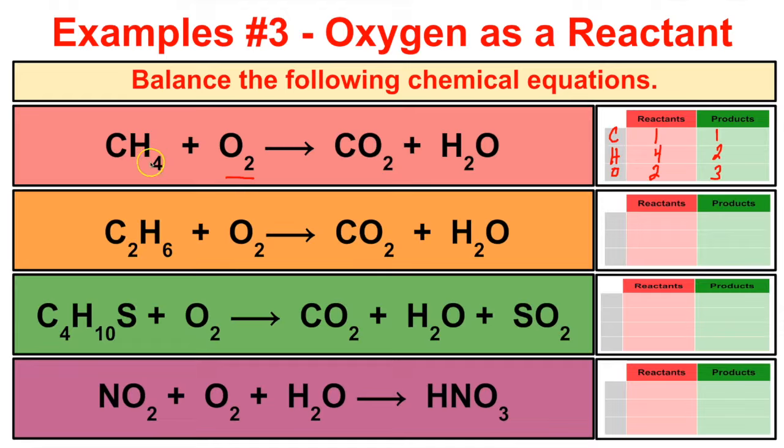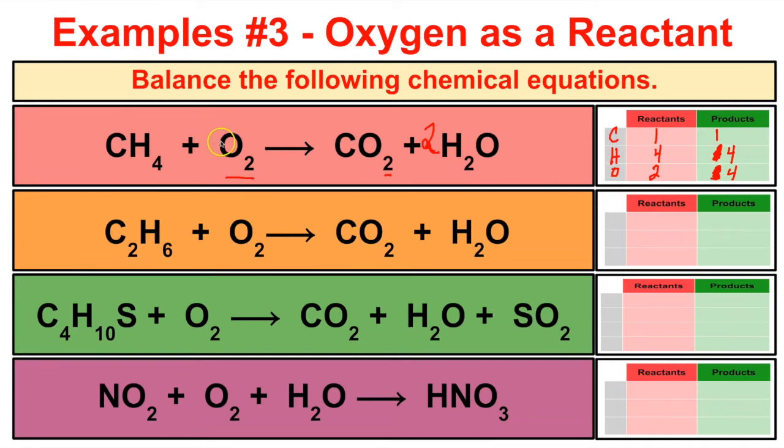Right away we see we have 4 hydrogens on the left-hand side, only 2 here. So let's go ahead and put a coefficient of 2 right here. That now gives us 4 hydrogens on the product side, and now the hydrogens are balanced. The carbons are now balanced. But let's take a look at these oxygens. We have 2 oxygens here, and now we have 2 oxygens over here as well. So that's 4 oxygens on the product side.